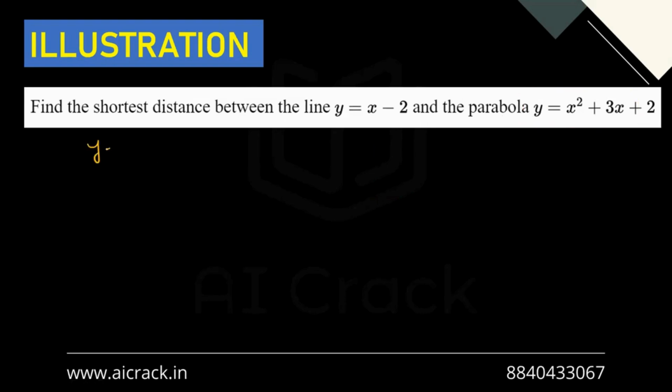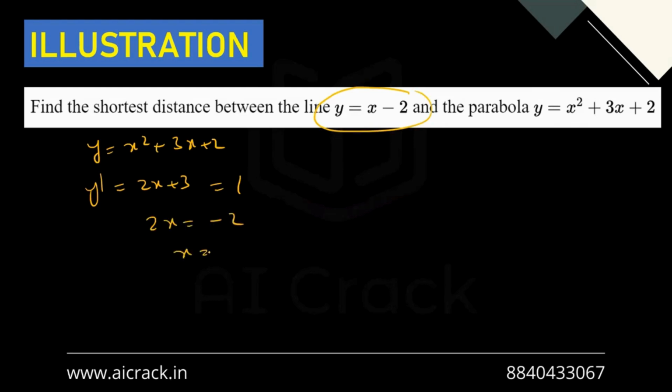So we have y equals to x square plus 3x plus 2. So to find out the slope at a particular point, we have to differentiate it. So y dash would be 2x plus 3. Now we know that y dash at that point was 1 because it was parallel to this line, right? So this would give us 2x equals minus 2. That's why x equals minus 1, right? We have got 1 point over here.